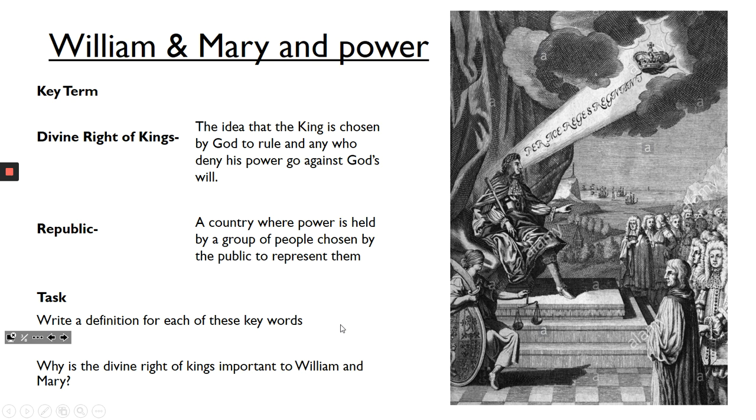So it's quite divisive. There are different opinions on this. You could say that it means less to William and Mary than it did to Charles, because obviously, they are chosen by the government to take control, but it still gives them an elevated status. So monarchs at this time, William and Mary, would still understand or recognize the importance of the divine right of kings. But it's not what keeps them on the throne. To keep them on the throne, they have to be liked by Parliament.